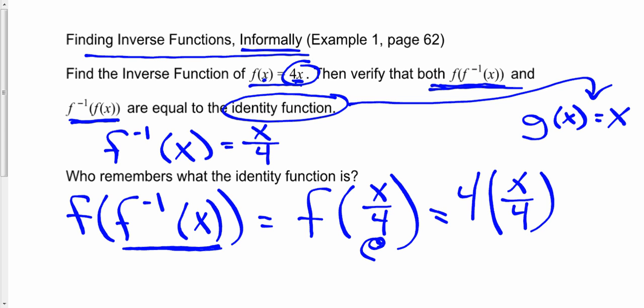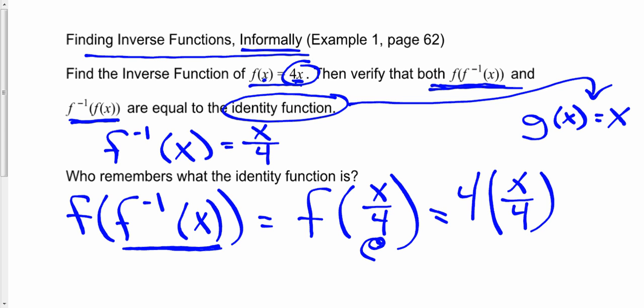Do we get what that function notation means? Yep. That's what the function notation means. I take whatever's in the parentheses. F tells me, hey, these are the instructions to do to the x. Okay, but I don't have x anymore. I got x divided by 4. But I still do f to it. And f says, multiply whatever's in parentheses here by 4. So that's what I'm doing.